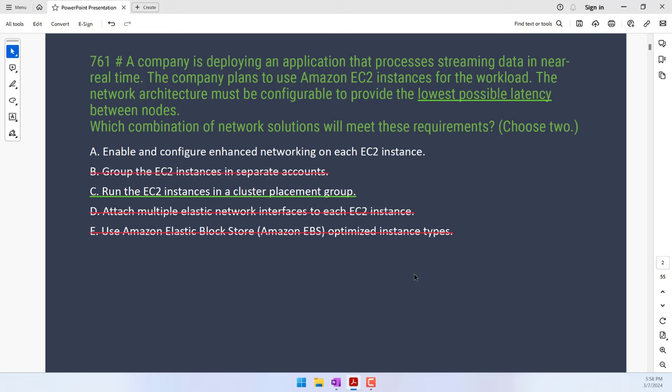So whenever you see the Lustre file system, attach Elastic Fabric Adapter to the instances. Why this? Because EFA enhances networking capabilities, providing lower latency communication between instances in an HPC cluster. EFA allows tightly coupled communication between nodes in an HPC cluster, making it suitable for parallel computing workloads. So remember that.